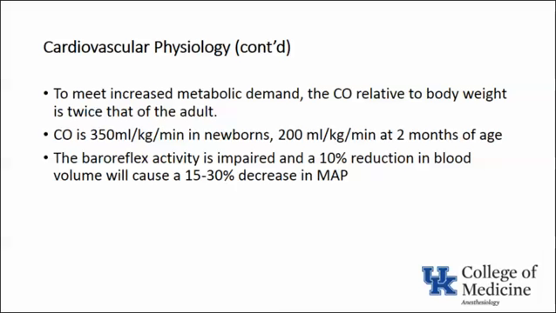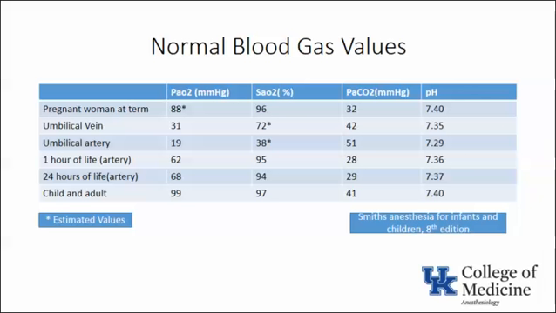The baroreflex activity in these newborn infants is impaired, is still being developed. So a 10% reduction in blood volume, especially when they bleed intraoperatively, will cause a 15 to 30% decrease in mean arterial pressures. So make sure that you don't let them bleed that much. Fill that volume back.